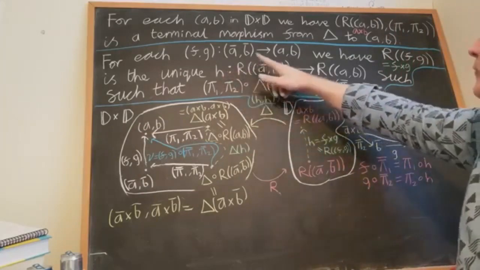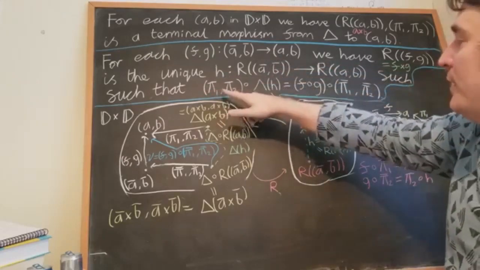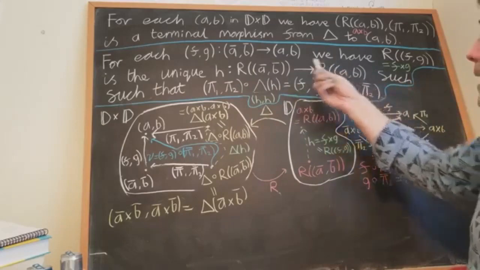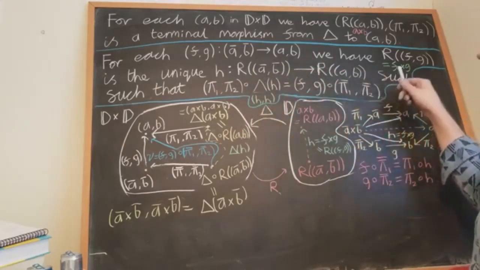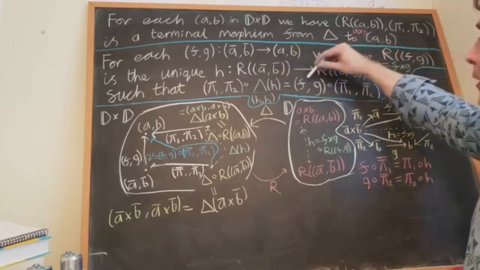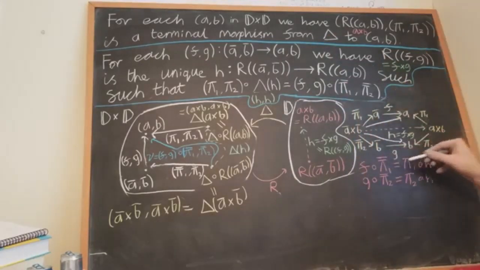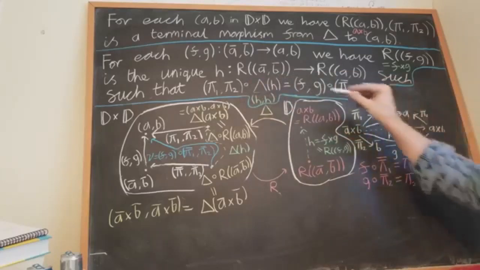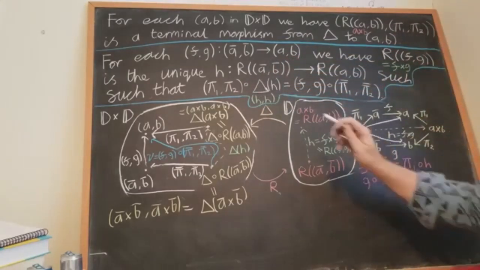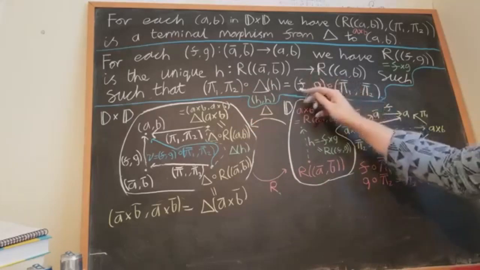So it says that the unique h from r of a bar comma b bar to r of a comma b, which has the property that pi 1 after h is equal to f after pi 1 bar, and pi 2 after h is equal to g after pi 2 bar. Okay, so this was a mistake before. I accidentally wrote f after g here instead of f comma g. So now we have these equations here, we can see that this is exactly what we have here, okay? Because delta h here is just h comma h. And so we have exactly these equations. We have that pi 1 after h is f after pi 1 bar.